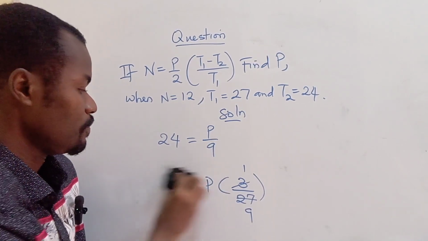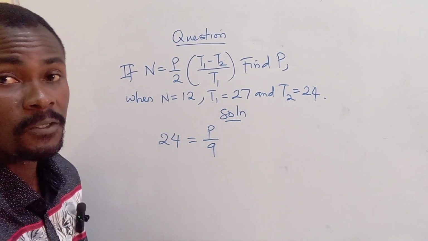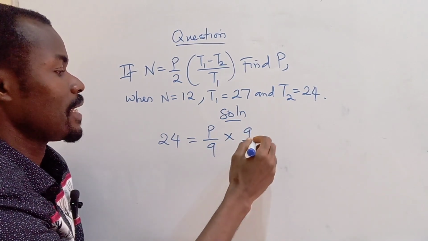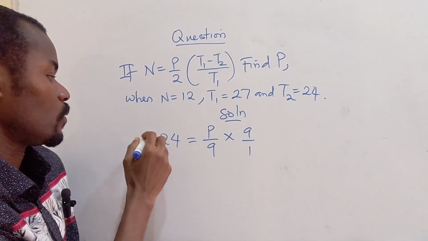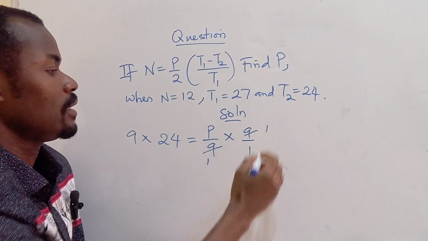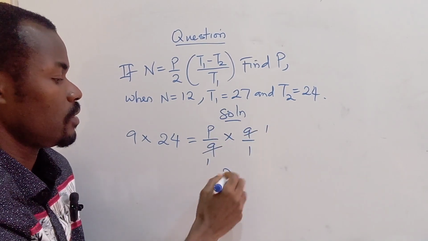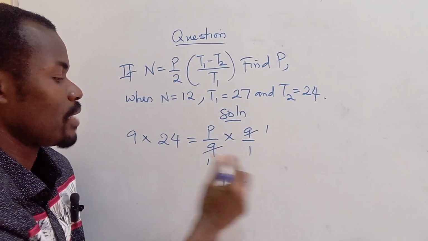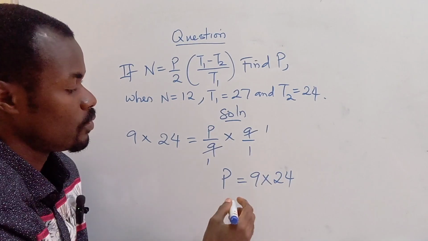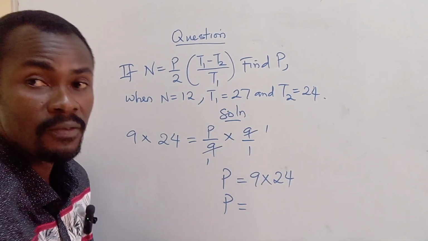So how do we solve for p? Because the question says we should find p. It means I'm going to multiply this side by 9 over 1, and I'm also going to multiply this side by 9. So these cancel out, so we are left with p on this side, and on this side we are left with 9 times 24.